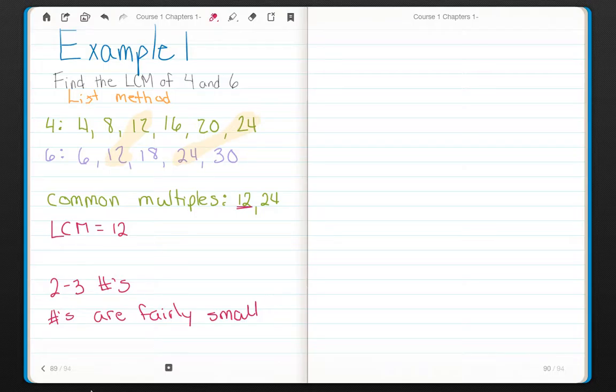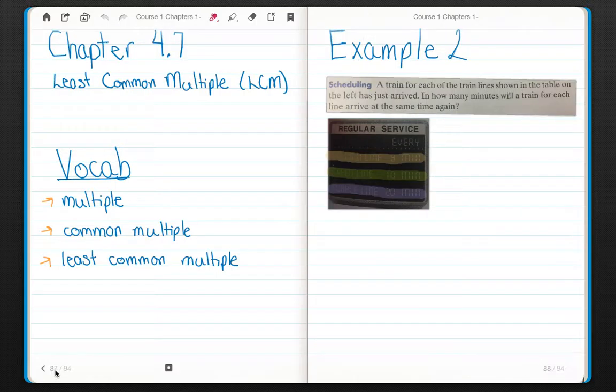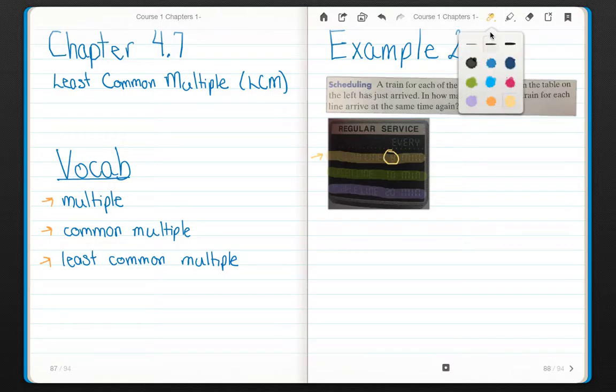However, we're going to go over here to example 2 and take a look at this one. A train for each of the train lines shown in the table on the left has just arrived. In how many minutes will a train for each line arrive again at the same time? Here we have the yellow line. The yellow line arrives every 8 minutes. The green line arrives every 10 minutes. And the purple line arrives every 20 minutes.